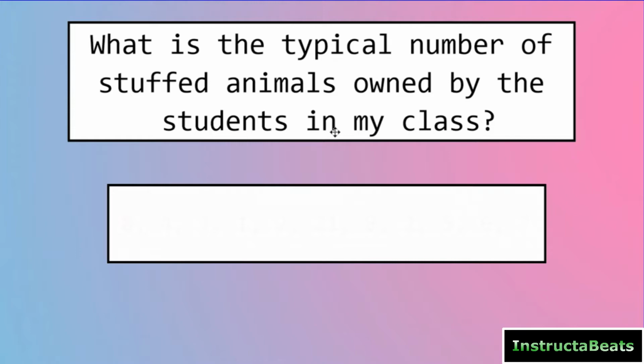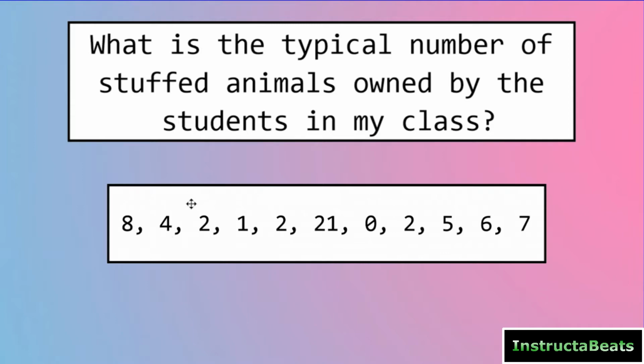is the same. And when I collected my data, I asked 11 people and I got a lot of different answers. One person had 8, we had 4, one person had 2, one person had 1, we had another person with 2, one person had 21, somebody didn't have any, we had another person with 2, then somebody had 5, 6, and 7. So you can see there is a wide range of answers called variability, and that's because people are different, right? Not everybody's the same.